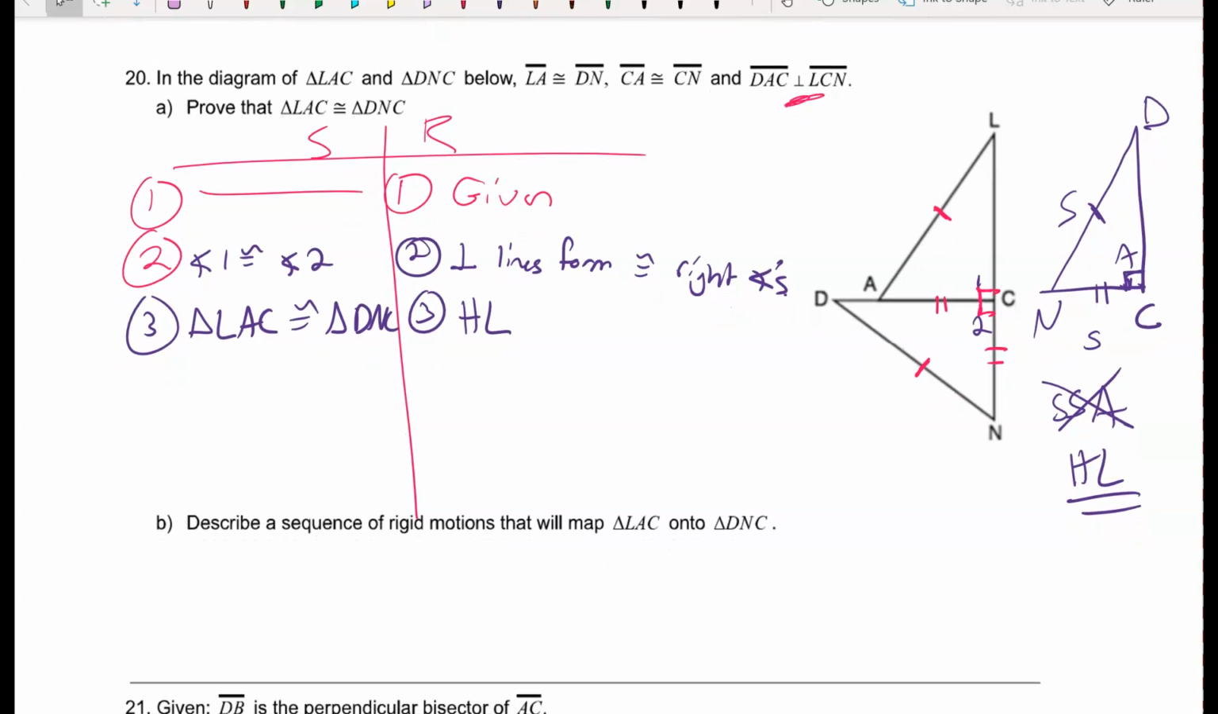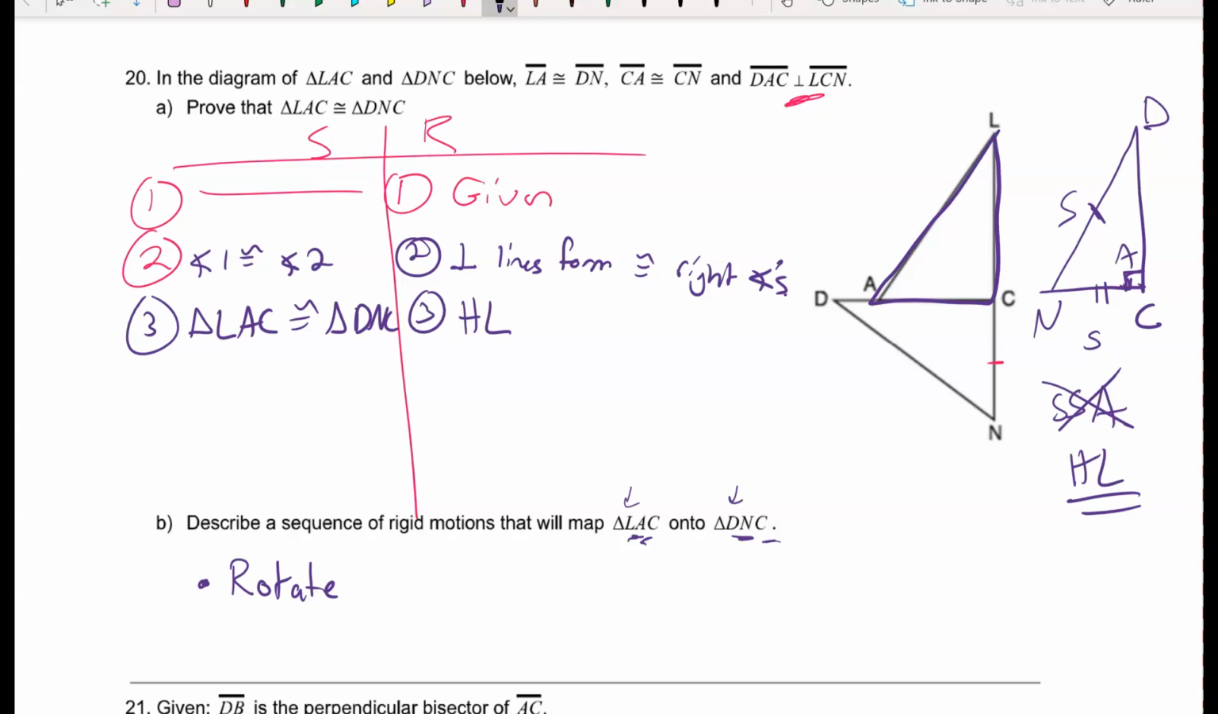Now it wants me to describe a sequence of rigid motions that would map triangle LAC onto triangle DNC. So if I'm starting here, it looks like if I just spin it around a little bit, because I know A needs to land on N, C is not going to move, but L should map to D, I'd be done. So I'm going to say rotate.